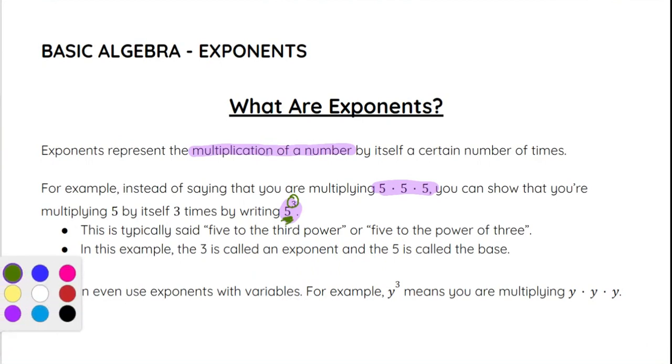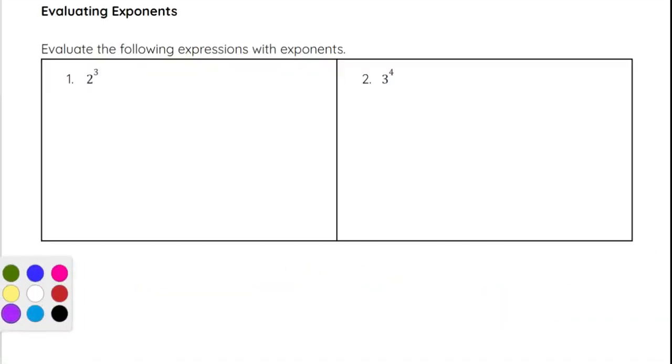You can also do this with variables. So for example, y to the third power really means y times y times y. So whatever the base is being multiplied that many times, whatever the exponent is, essentially tells you how many times you multiply. So we can evaluate 2 to the third power, for example, is going to be 2 times 2 times 2.